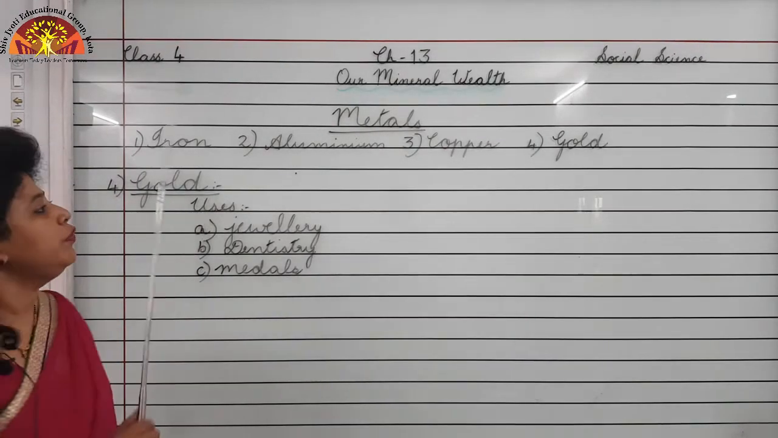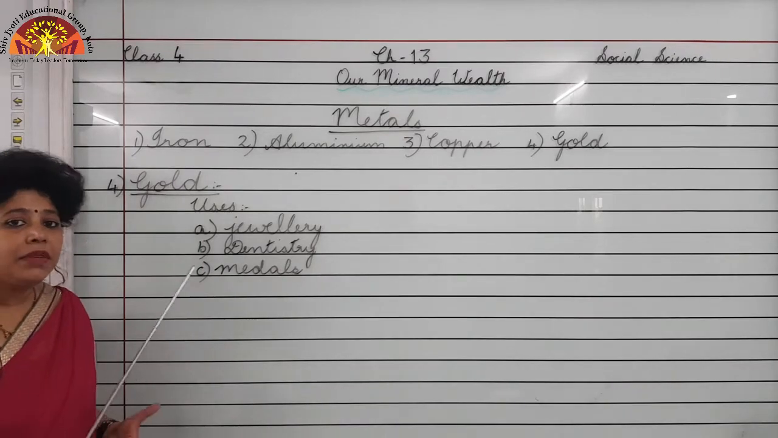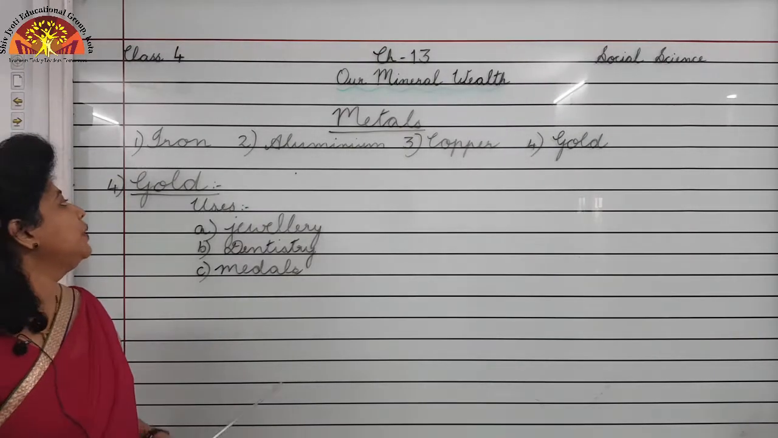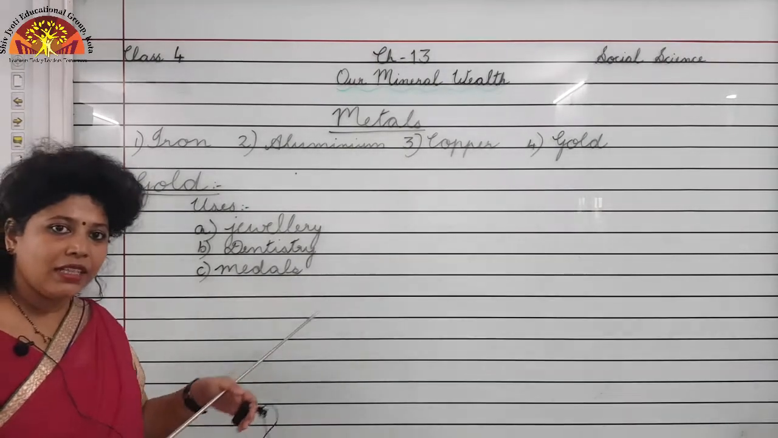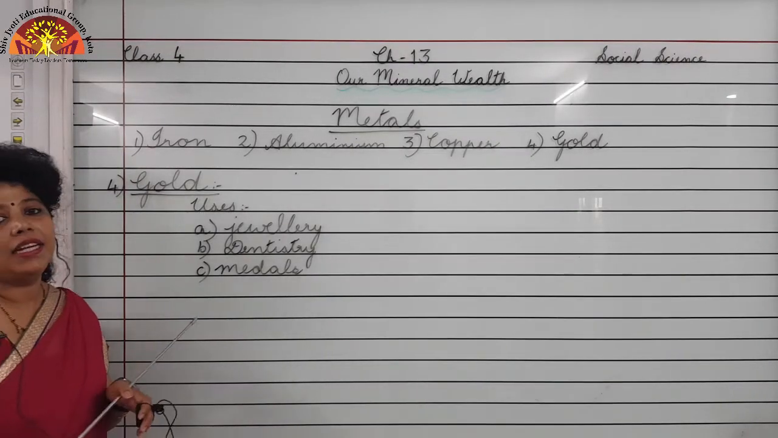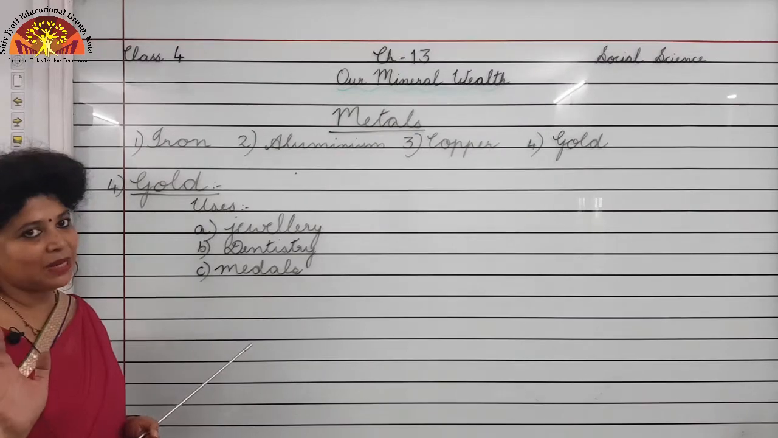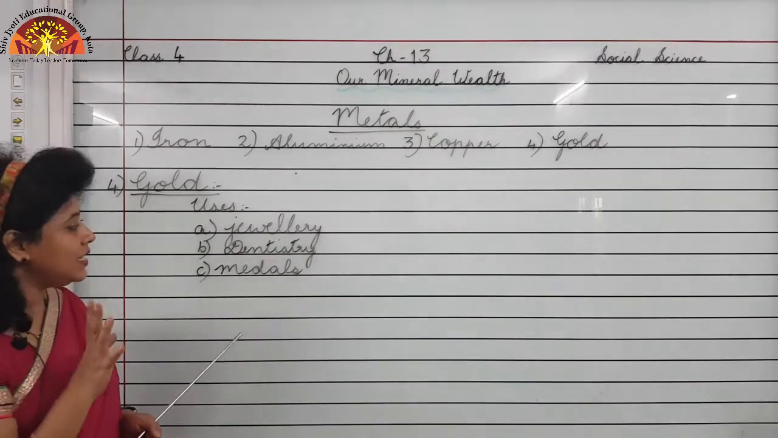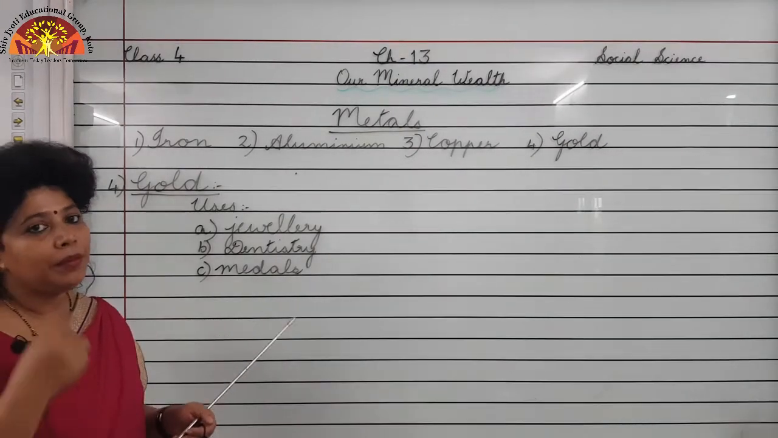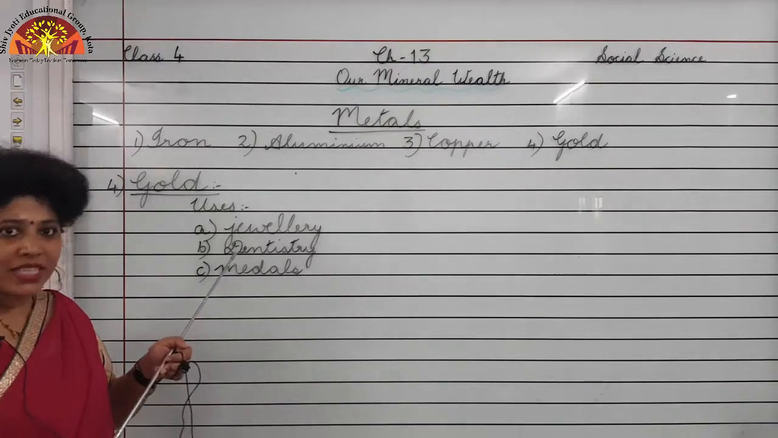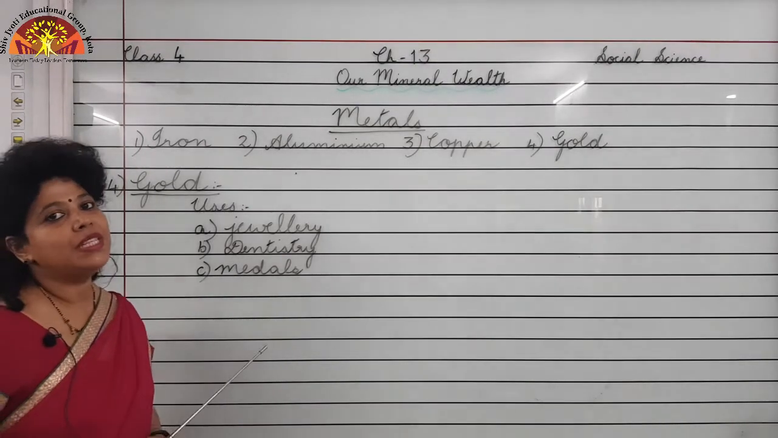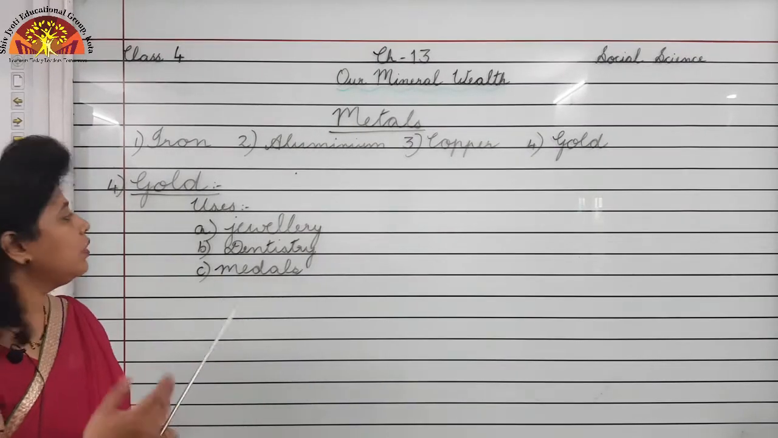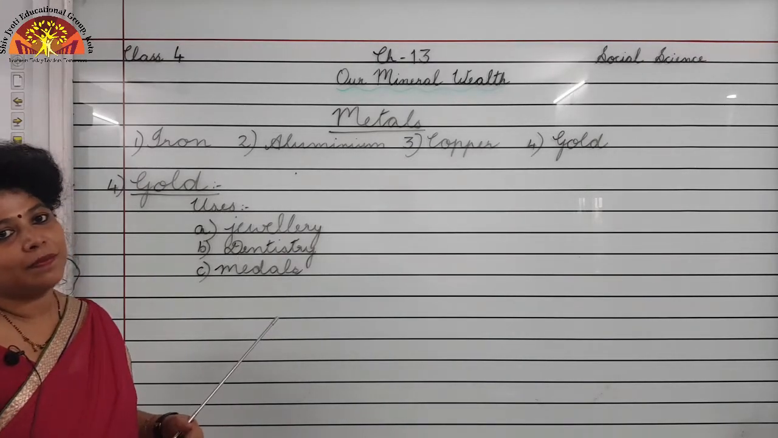Now, let us talk about the fourth metal, that is gold. The minute you hear the word gold, only one thing comes to our mind, that is jewelry. So, gold is mainly used for making jewelry, but other than this you have various other applications which we know very little about. For example, in dentistry, when you have cavities in your teeth, it is said that gold is the best filling material for your cavities. So, it is used in dentistry, and it is also used in making medals. Like when you get the first prize, you get a gold medal, right. So, it is also used in making medals.